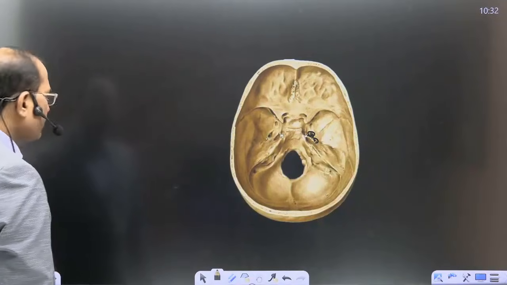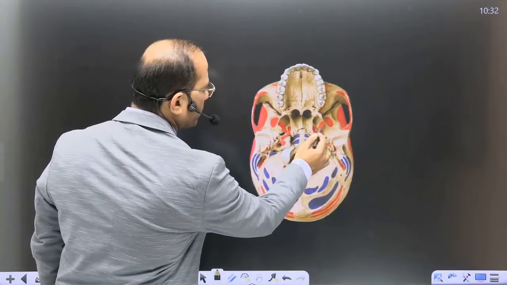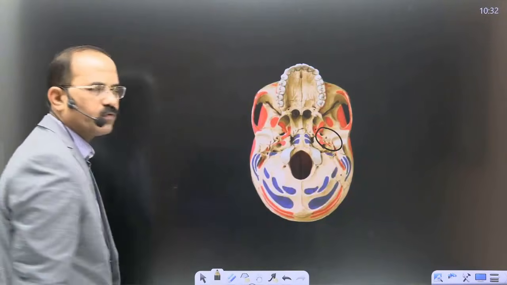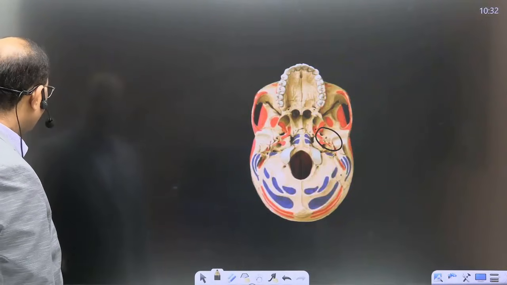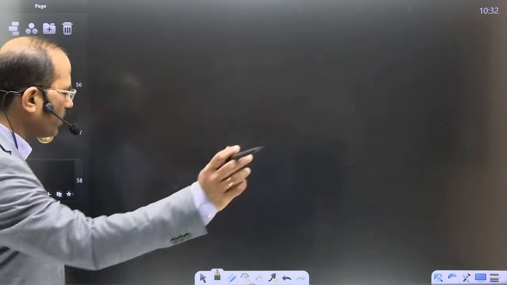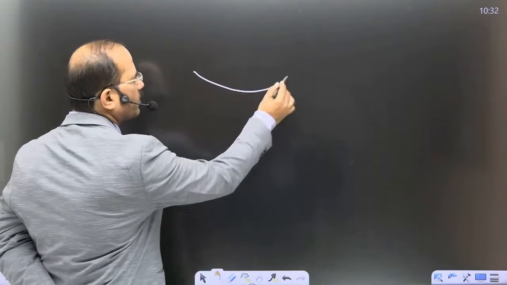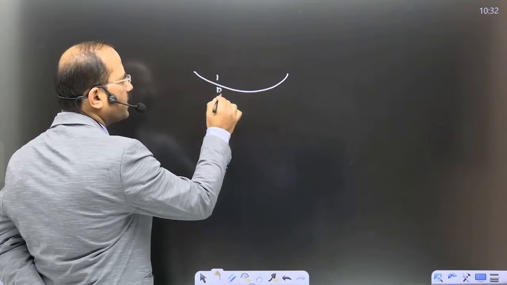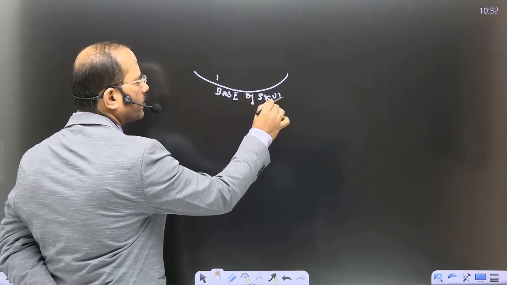Okay. Have a look at this slide. That's a greater wing of sphenoid here. So this is going to form the roof of infratemporal fossa. So students, if I have to draw this infratemporal fossa, how would I draw this? See, I would draw this like this. That's the base of the skull.